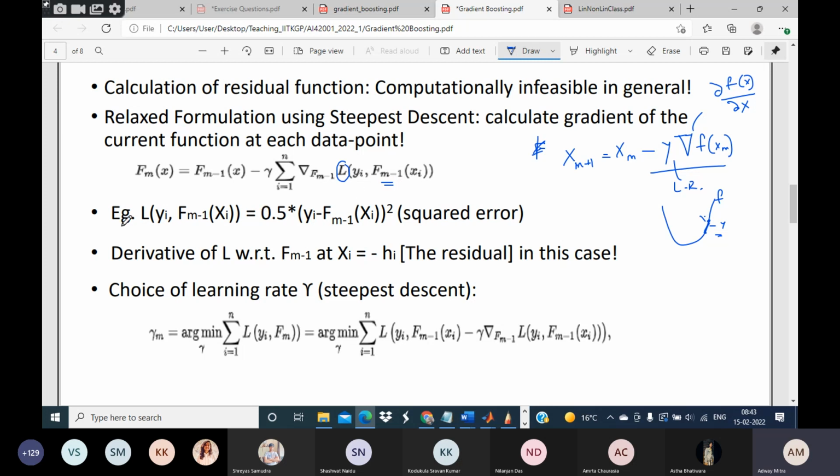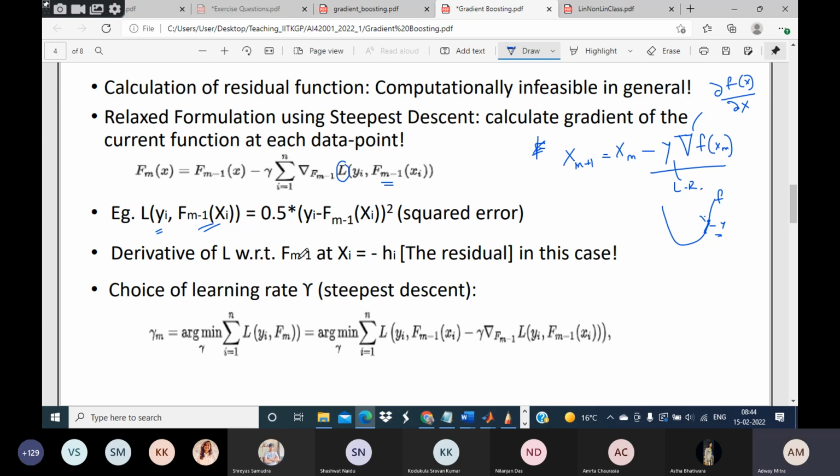So it can be done. These kinds of gradients can actually be calculated in some situations. Say for example, consider the squared error. The squared error is defined with the true value being y_i, and the predicted value at this stage being the value predicted by the (m-1)th stage regressor. So the loss function is simply the squared difference between the two. We just add a factor of half to it.